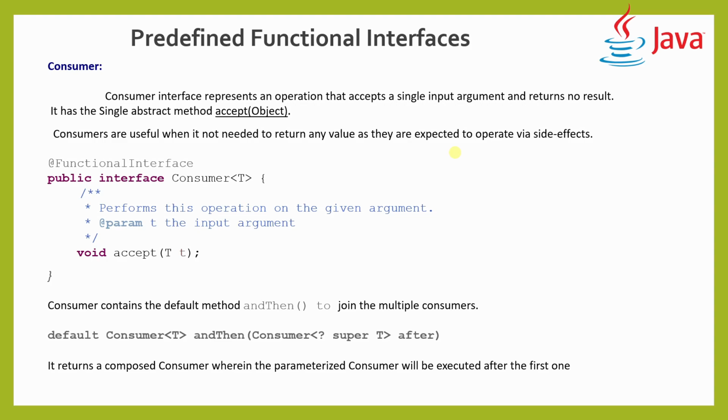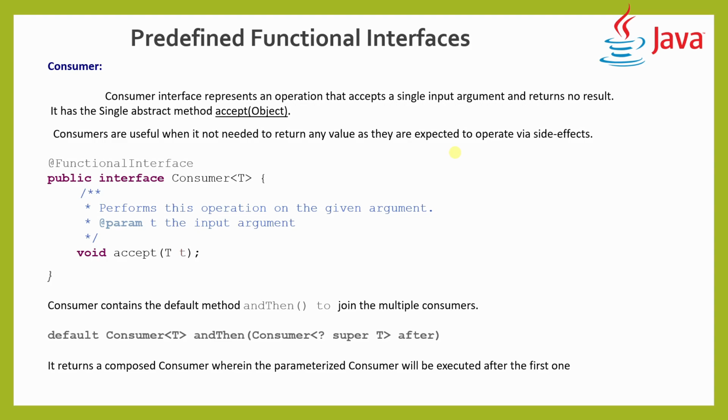In this video, we are going to discuss the Consumer predefined functional interface. As of now, we have covered two predefined functional interfaces: one is Predicate, the second is Function. Now we will see Consumer, what it is used for, how it is written, and example programs.